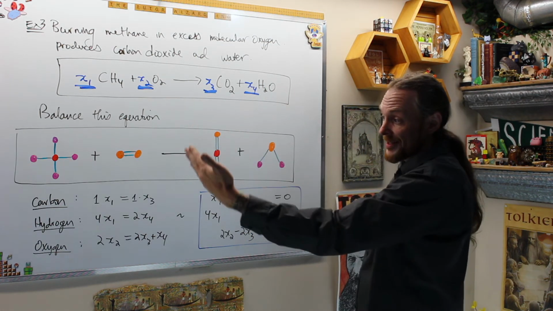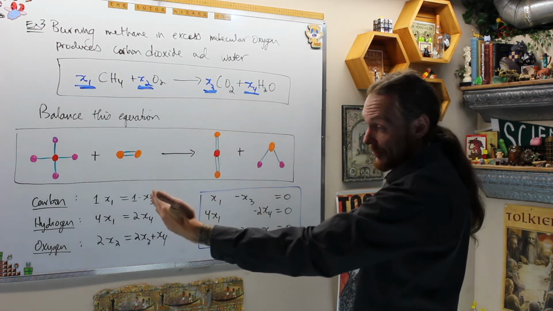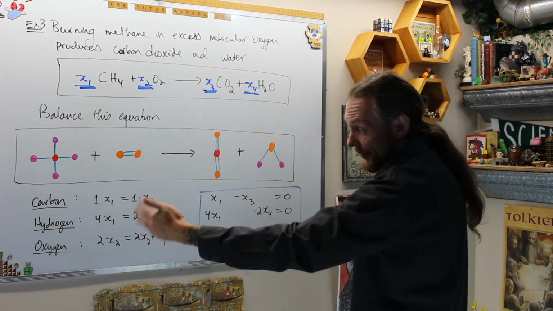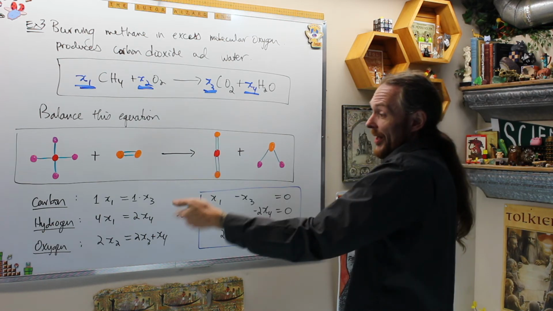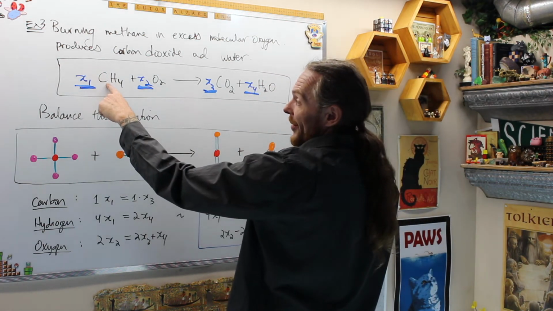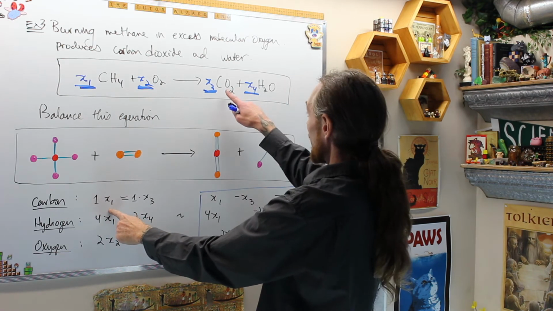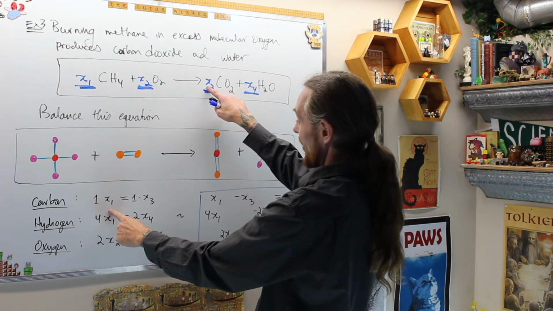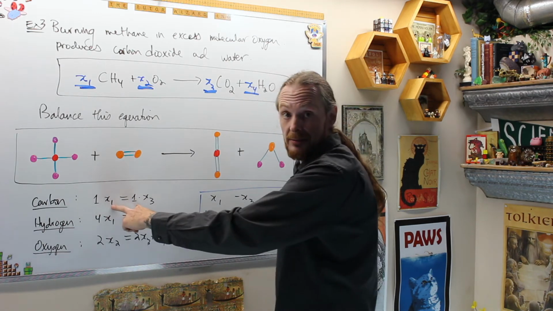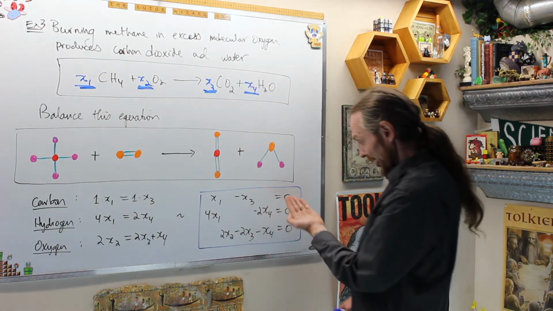What I want to do is balance the number of carbons on both sides, balance the number of hydrogen on both sides, balance the number of oxygen on both sides. For the first equation, for carbons, I have 1 carbon here, and it's multiplied by x1. So 1 times x1 has to balance on this side. What do I have? I have carbon here, and it's multiplied by x3. And there's where I get my first equation. I'm going to bring it all to the other side, and we're going to get a homogeneous system.